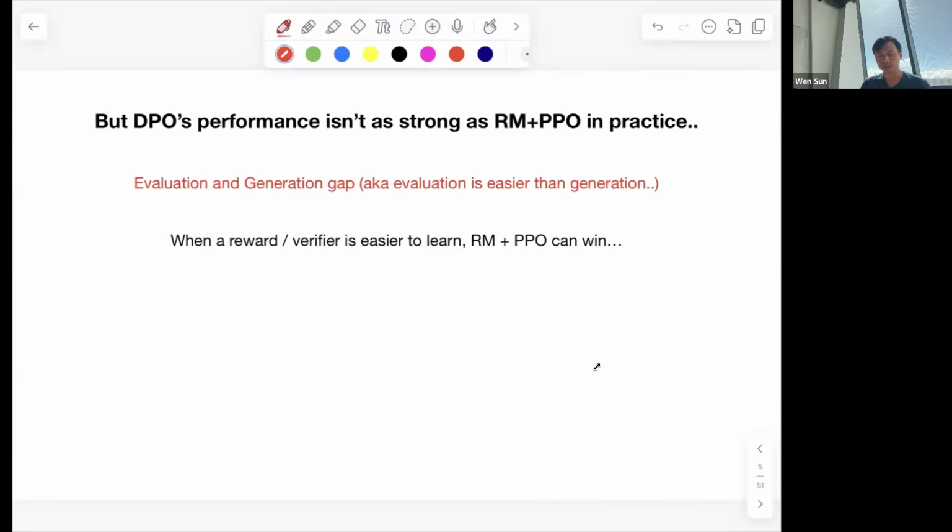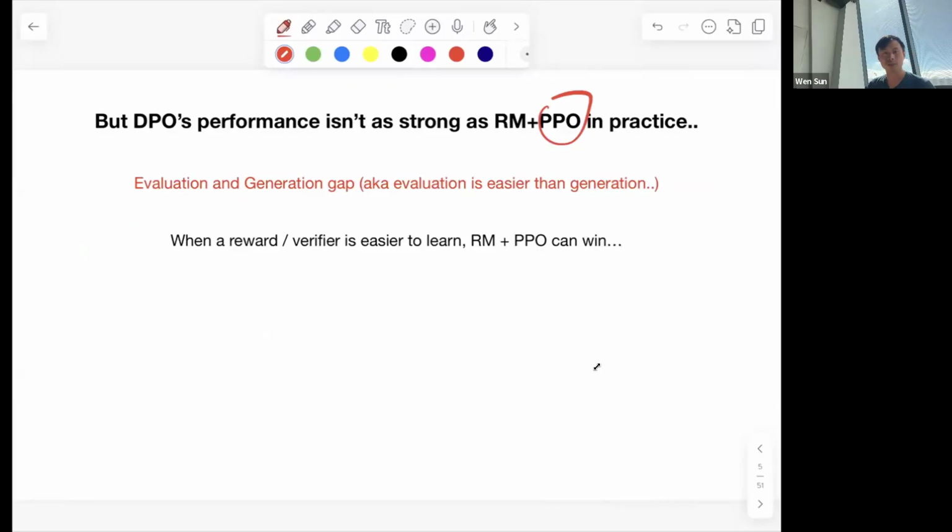Okay, but in practice, people don't stop at DPO, right? If you look at the technical reports from these big labs, when they do RLHF post-training, they don't stop at DPO. They do DPO first, and then they still use the thing that you learned before: the reward model plus online RL, particularly PPO, for instance, to further post-train the model, right? And you often can see a performance gap.